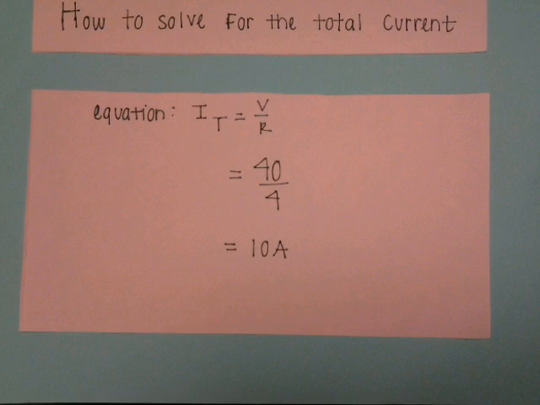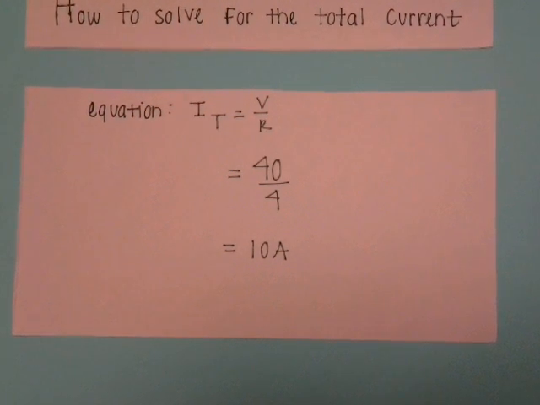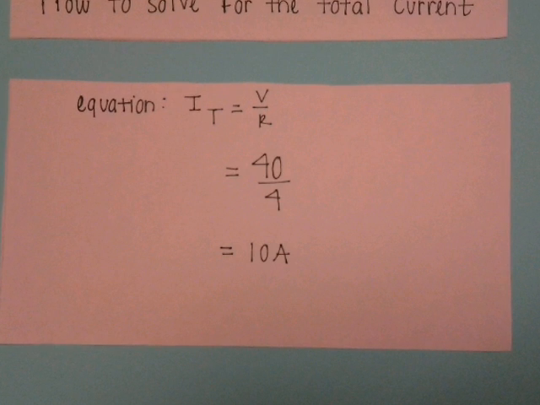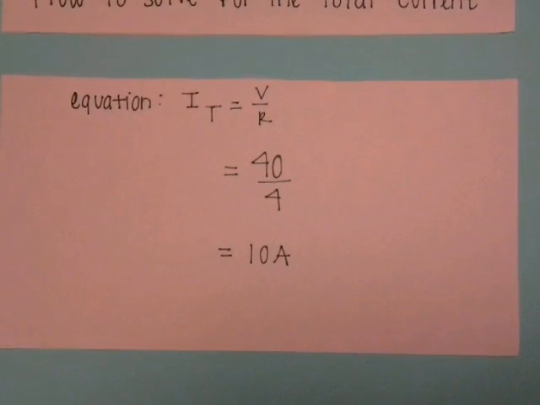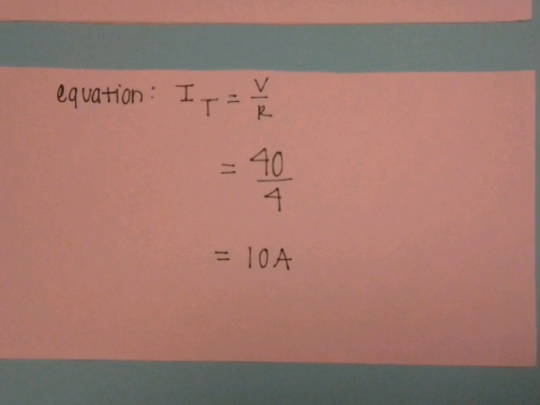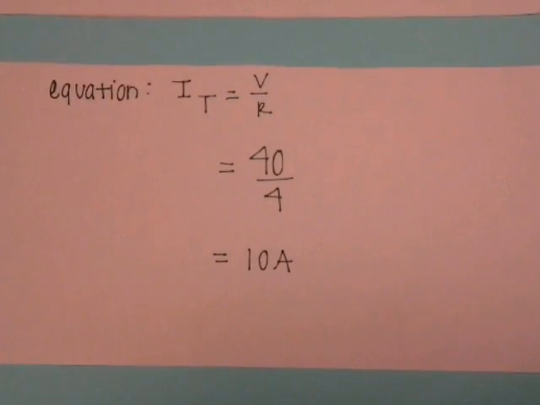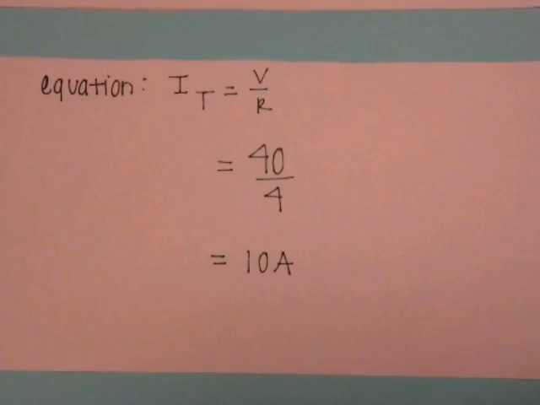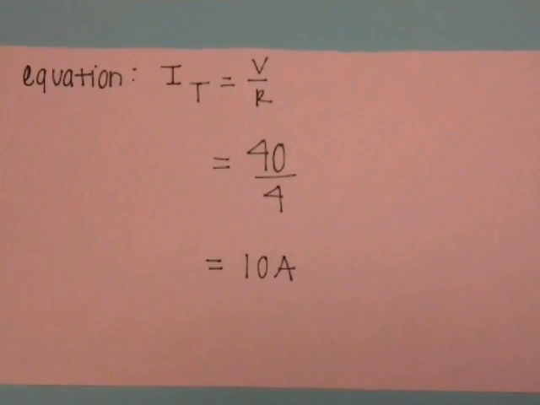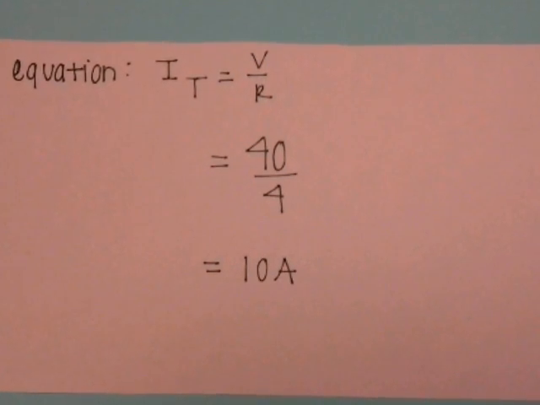Now we're going to solve for the total current. The equation used to solve for the total current is voltage divided by resistance. Since the total voltage is 40 volts, you would substitute 40 for voltage. And since the total resistance is 4 ohms, you would substitute 4 for the resistance. Your equation would be total current equals 40 divided by 4. Your final answer for total current should be 10 amps.